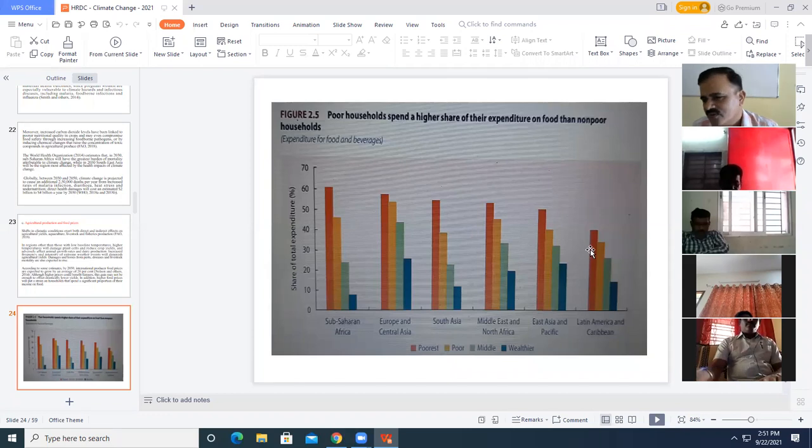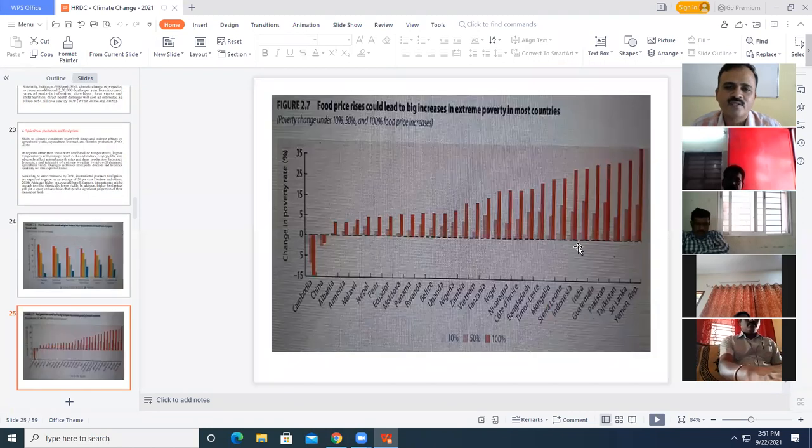So if there is an increase in the food price because of a decrease in the yield in the agriculture sector, that affects the standard of living of people.